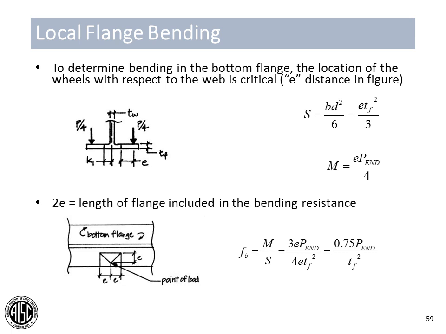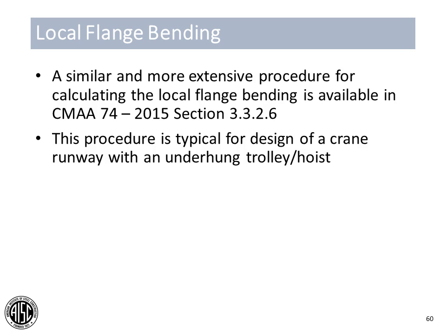Local flange bending is also a consideration. This is flexure of the flange itself. We can generate the section modulus of an effective portion of this flange, as well as the moment that is induced by the point loads caused by the wheels, and then develop a design flexural stress in the flange. There is a similar but more extensive procedure for calculating these local effects in CMAA 74, which you can certainly use, and this procedure is always going to be a consideration for these underhung crane systems.